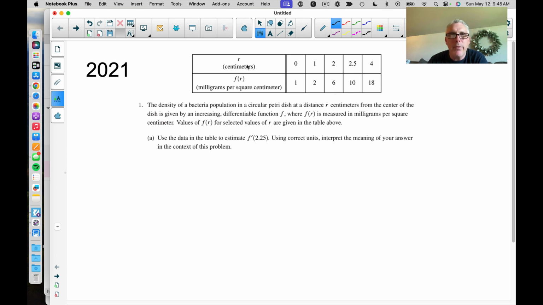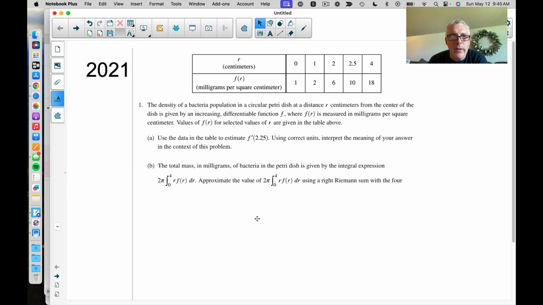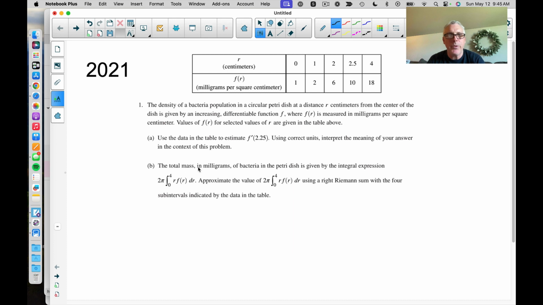Let me clear that off. Let me move this down. Let's try B. B says the total mass of bacteria is given by this equation. And it's kind of a weird one. They've got R times F of R, and it's the sum underneath that product, and then times 2 pi. We'll deal with that at the end. Approximate the value of that.